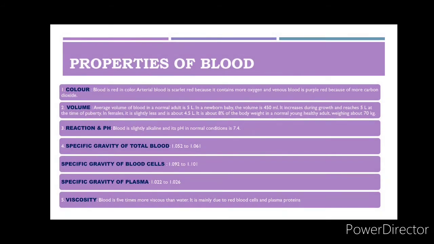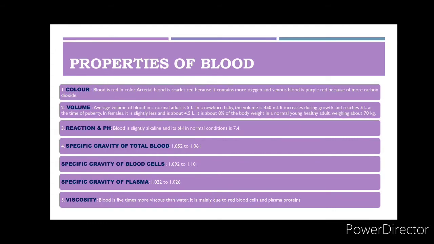Starting with the first property, that is color. So blood is red in color. The arterial blood is scarlet red because it contains more oxygen, and the venous blood contains more carbon dioxide, so it appears purple red in color.